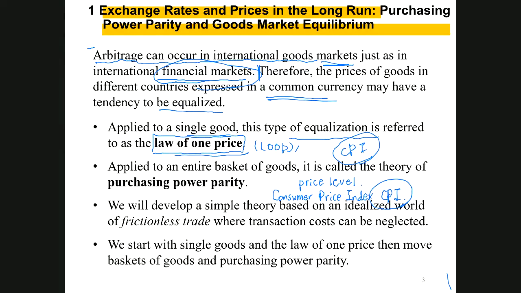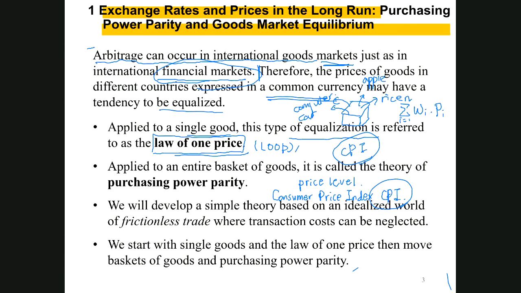So say that I have a basket of goods. A basket is an imaginary basket. So a basket of goods could be car, rice, apple, computer in one of the countries. And then we use their share in the market, right? So you have the share in the market, which is the weight, times their price, to sum up, right? So think about that.